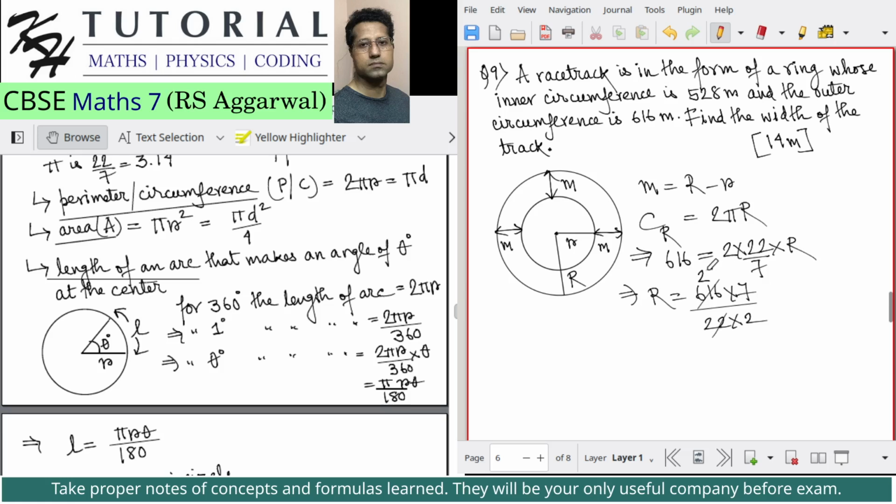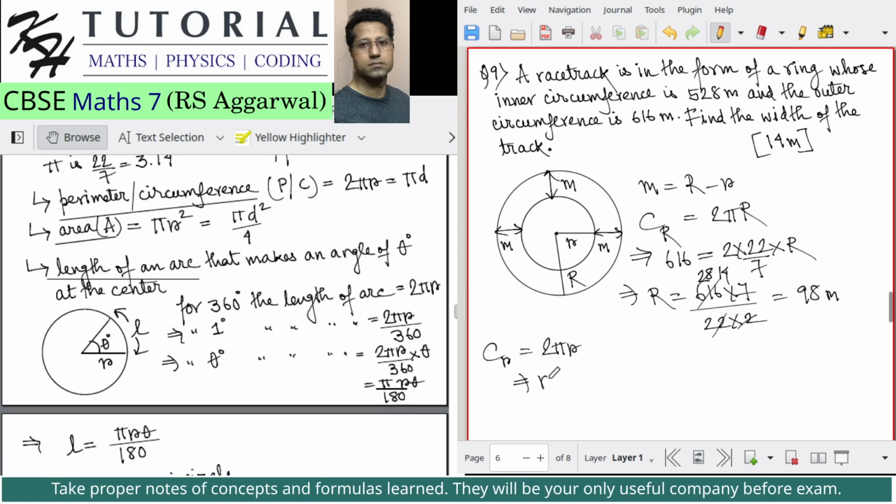176 is 8, and this again is 14, and so this is equal to 98 meter. So capital R, that is the radius of the outer circle, is 98 meter. Similarly, let's consider small c r to be the circumference of the inner circle. This will be equal to 2 pi small r.